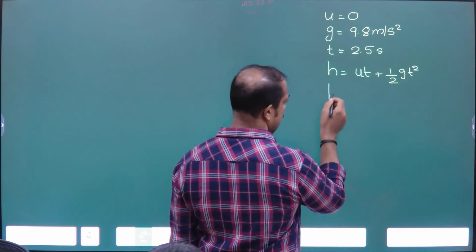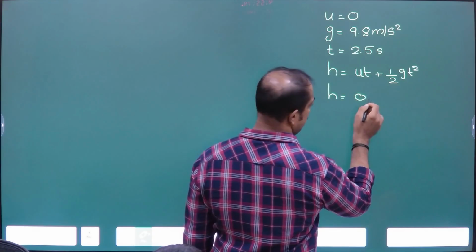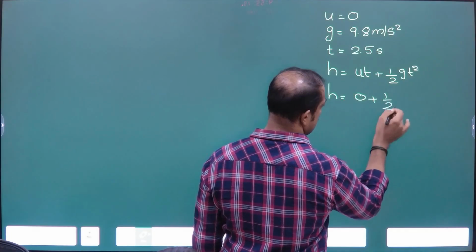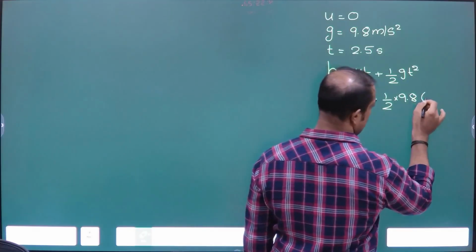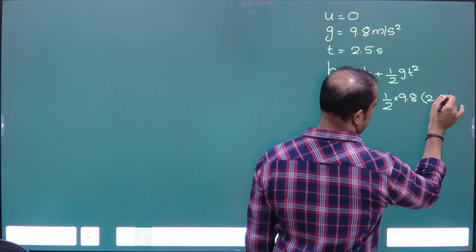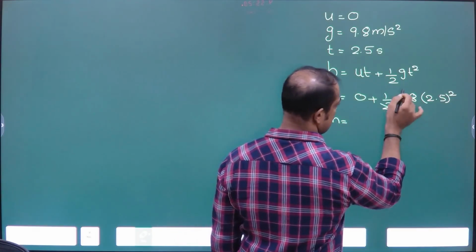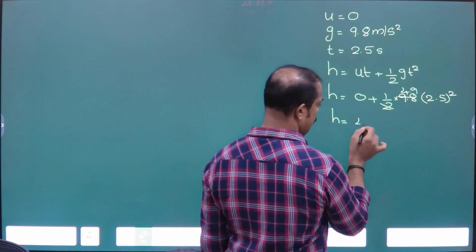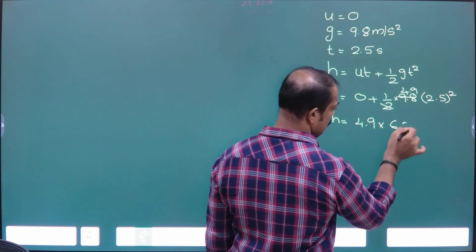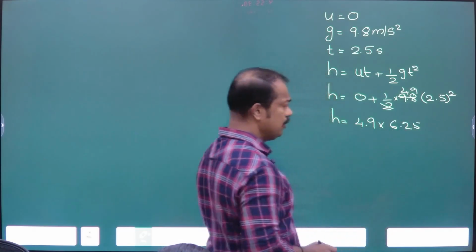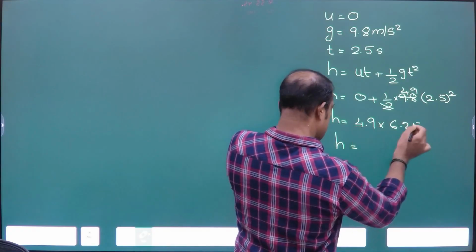Substitute the value. H, what is u? 0 into anything, 0. Plus 0 plus half G, not given as 9.8, T is 2.5 the square. So H is equal to, 2 से कैंसिल कर सकते. So 4.9 into 25 का स्क्वायर 625, 2 डेसिमल लगाए तो 6.25 और H is equal to 49 into 5.